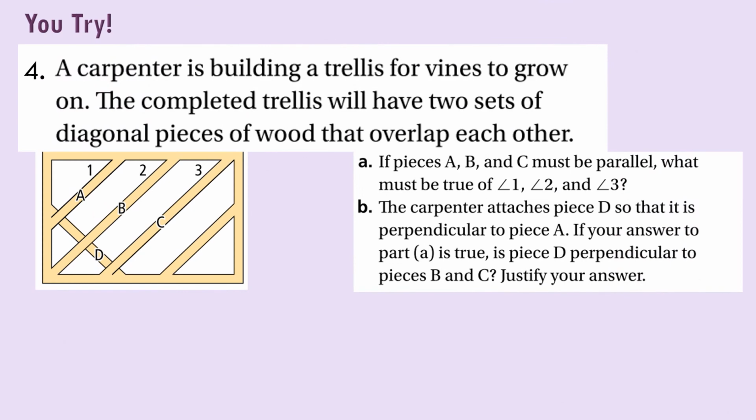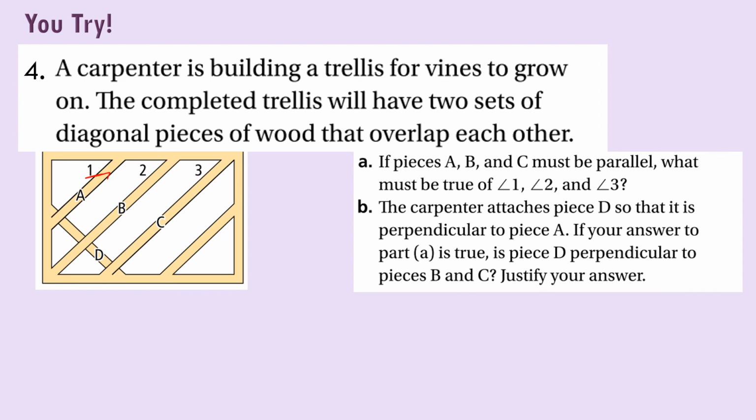Number 4, you guys try this one quick first. Pause the video and then we'll go over it. A carpenter is building a trellis for vines to grow on. The completed trellis will have 2 sets of diagonal pieces of wood that overlap each other. For part A, if pieces A, B, and C must be parallel, what must be true of angles 1, 2, and 3?